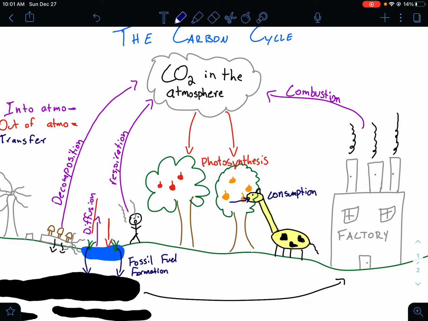So now we can take a look at this entire carbon cycle. We've listed things that are adding carbon dioxide to the atmosphere. We've listed things that are taking carbon dioxide out of the atmosphere. And then we've listed some transfers as well, those transfers being consumption and fossil fuel formation.